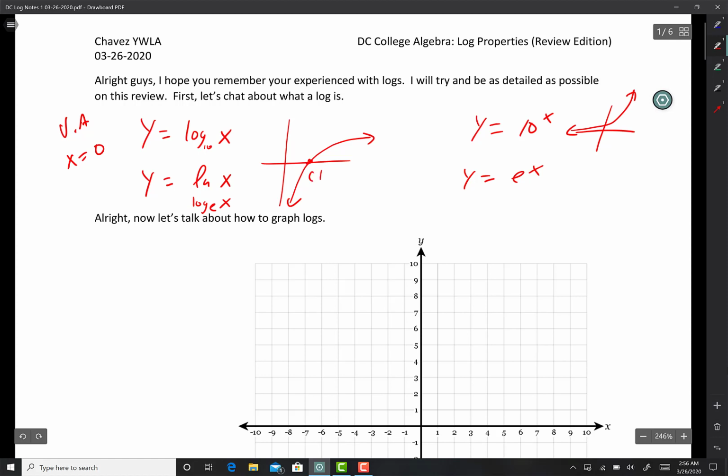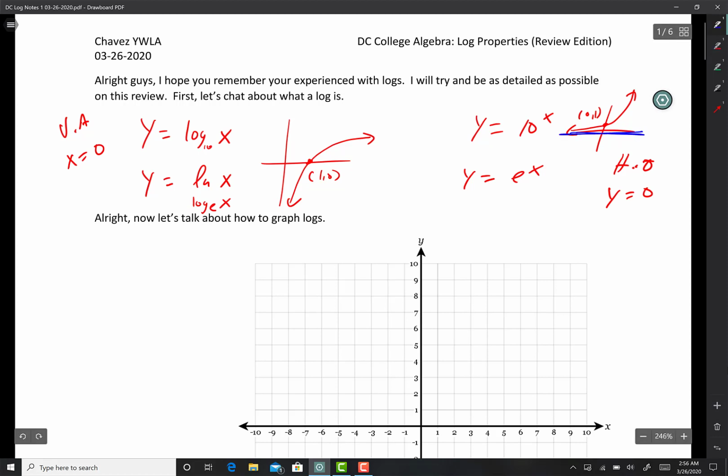If this point here is 1, 0, then that point there is 0, 1. And this one has a vertical asymptote at y. I said vertical asymptote, but it's horizontal. This has a horizontal asymptote at y equals 0. As you can see right there, guys.